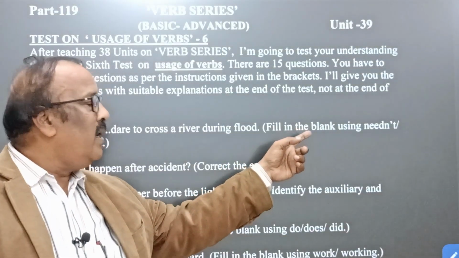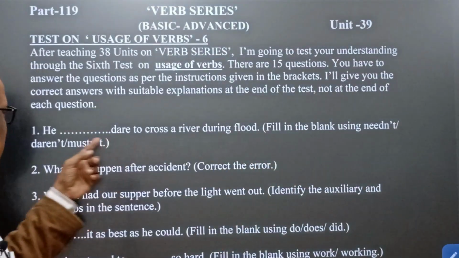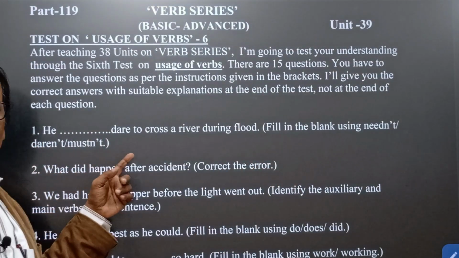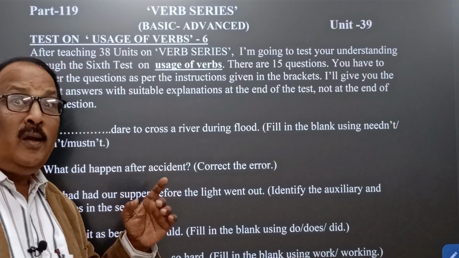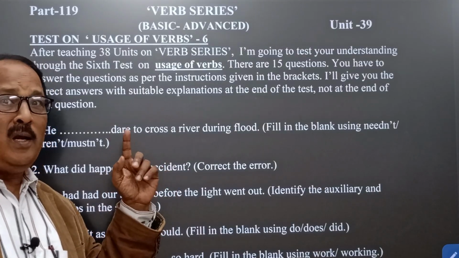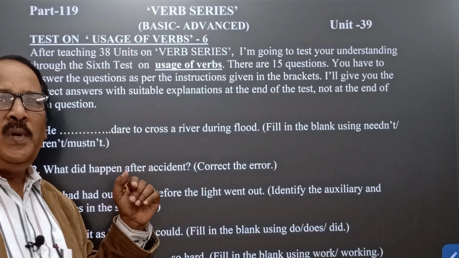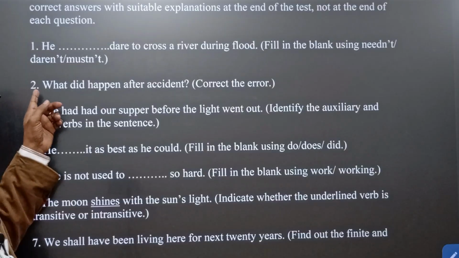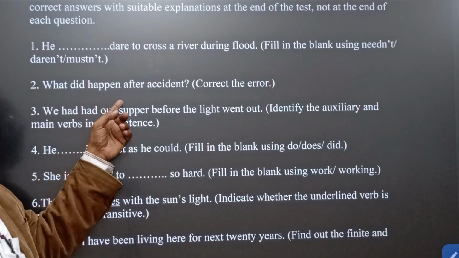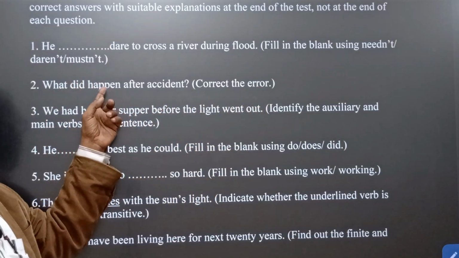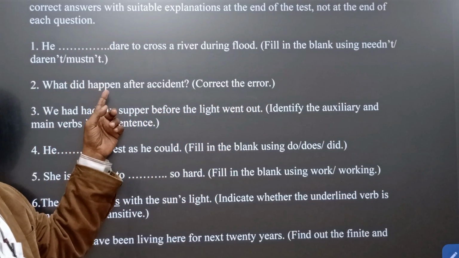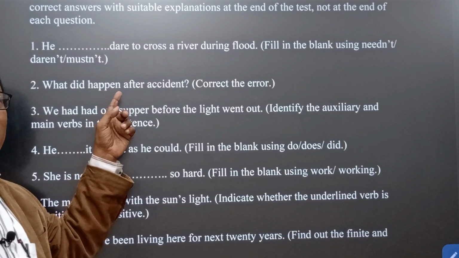Fill in the blank using needn't, daren't, mustn't. Three alternatives are there. You have to choose one alternative and fill in the blank. Question number 2. What did happen after accident? Correct the error. It means here there is one error and you have to correct it.